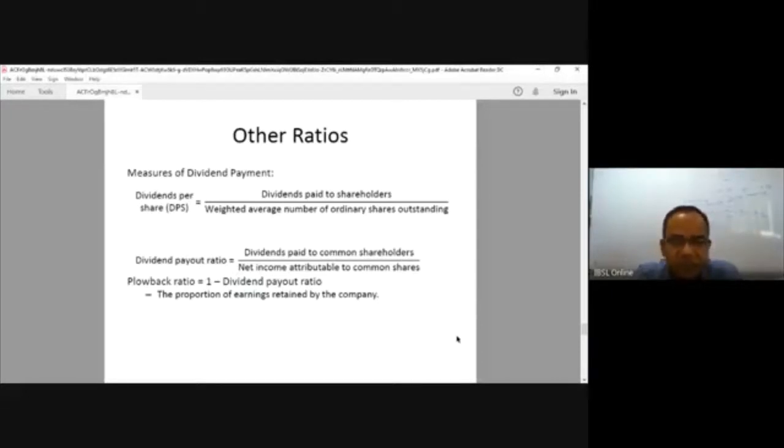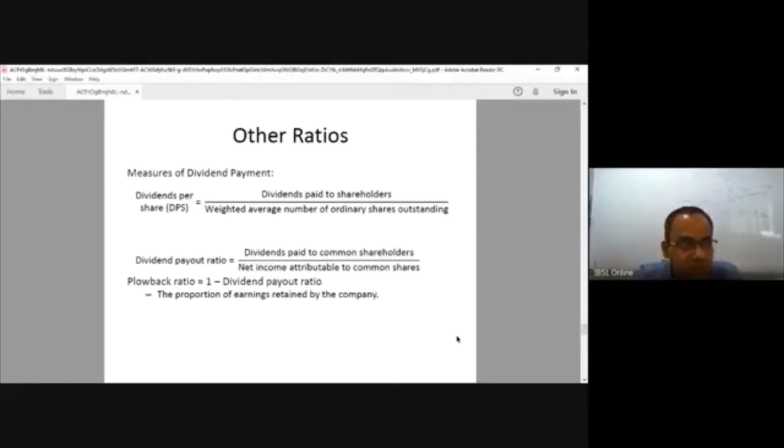So the dividend payout ratio is the dividend paid to the common shareholders over the net income attributable to the common shareholders. Normally, part of the profit is paid out and the balance is put back. We call it plowback, put back into the business. That's how you are retaining. That's retained income, your retained profit. That's the amount which is plowed back.